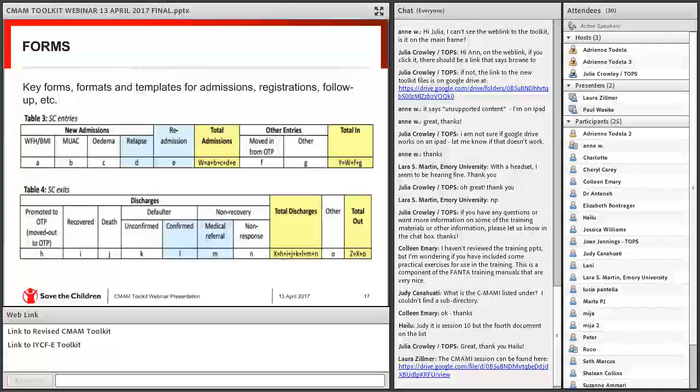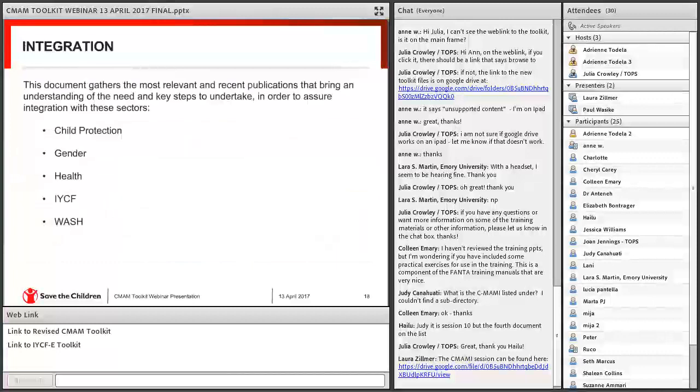But we also have what some people call the traditional reporting forms very much available, depending on what the government wants in their context. They could still use that.